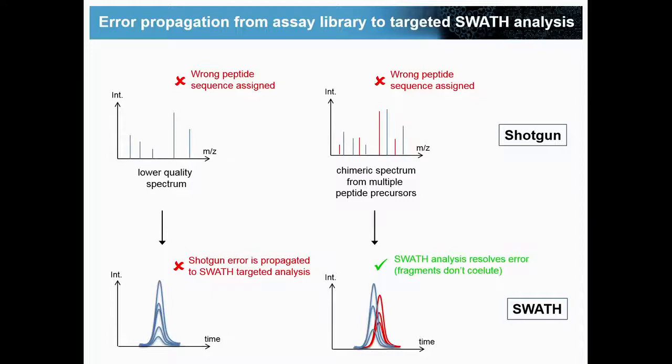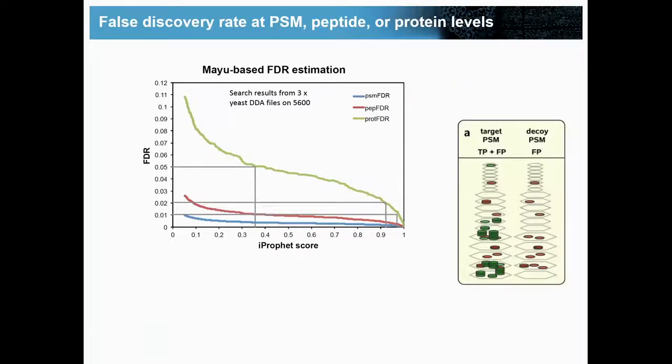And so I think the conservative thing to do is to be relatively strict when you're creating the DDA library, so that you don't allow too many wrong peptide sequences, wrong peptide spectrum matches, into this library generation. And so we use a software called Mayu to do the false discovery rate estimation, and this is happening both at the peptide spectrum match level, but also at the peptide level and the protein level.